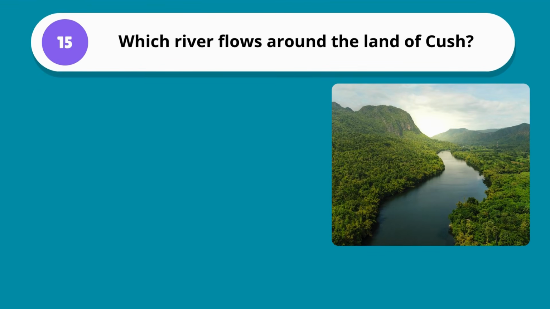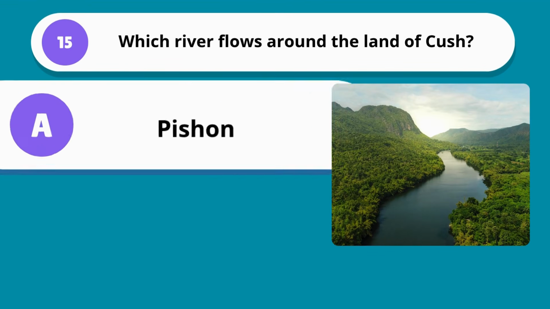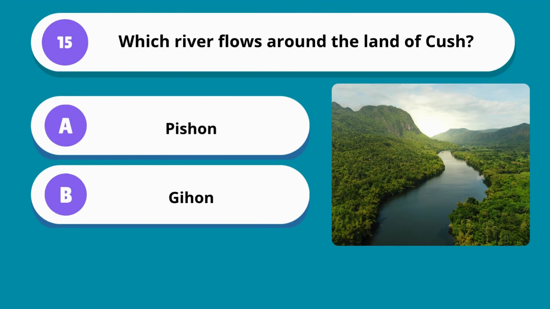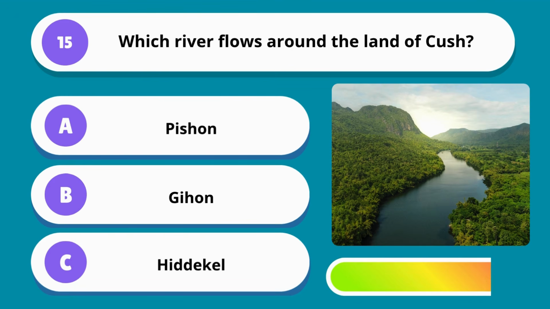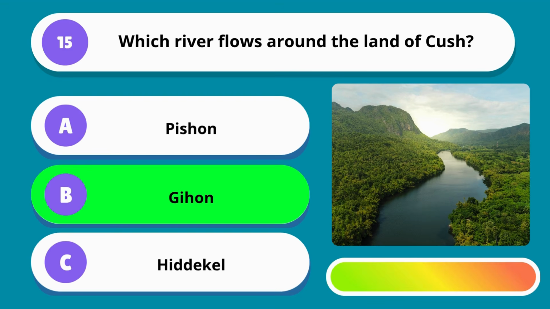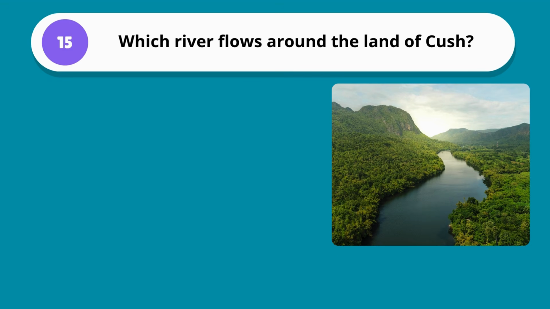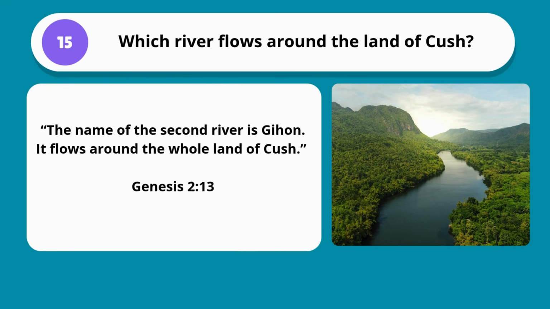Question 15. Which river flows around the land of Cush? A. Pishon, B. Gihon, C. Hiddekel. The correct answer is Gihon. The name of the second river is Gihon. It flows around the whole land of Cush, Genesis 2:13. Here comes the next one.